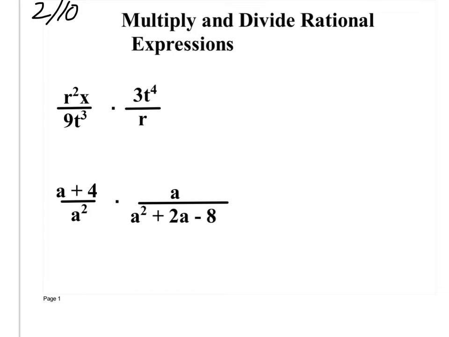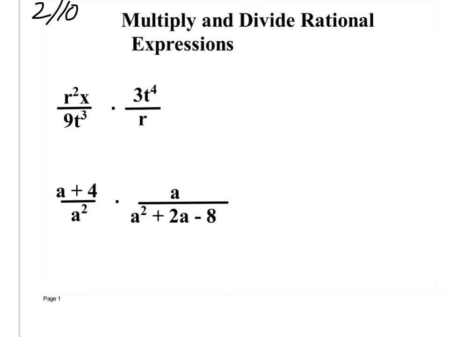Alright, today we're going to multiply and divide rational expressions. So you have r squared x over 9t cubed times 3t to the fourth over r. We're supposed to multiply it. So what we can do is we can cross multiply, we can find stuff to get rid of. What can I eliminate out of this?